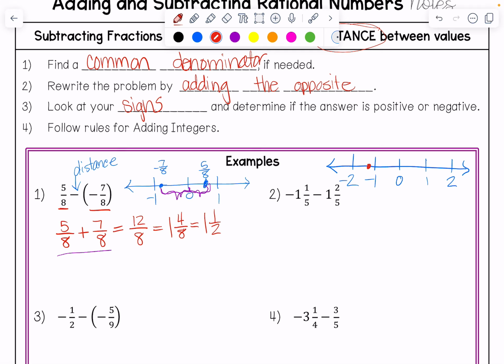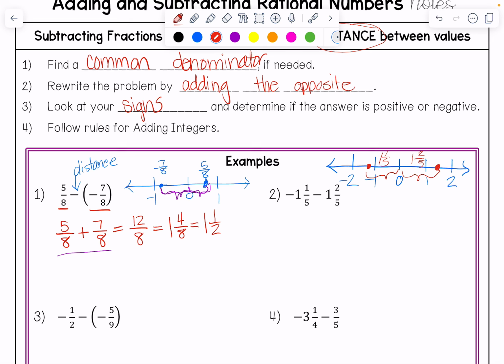and then the distance between negative 1 1/5 and the 1 2/5. And so again, you're going to end up seeing that we're going to be having this distance, which is going to be 1 1/5, and then this distance, which is 1 2/5, and we'll end up adding that. Now this one will end up being negative because our starting number is less than the second number, okay? And so because it's less, then we end up getting a negative answer.